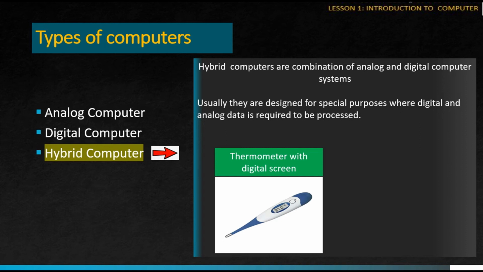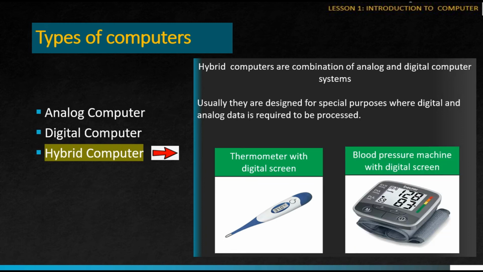We call them digital thermometers just because they show digital result, but they aren't digital computers. Instead, they are hybrid computers. Another example is blood pressure machine that shows result in the form of digits. You may have seen such machine in the hospitals nowadays.